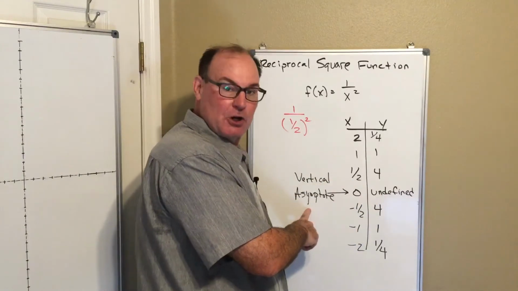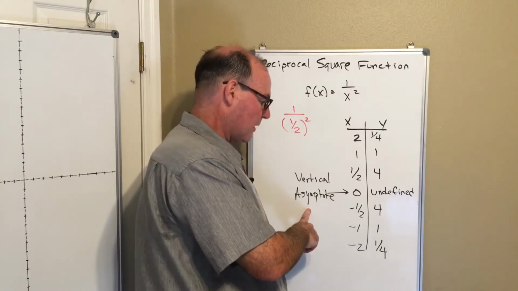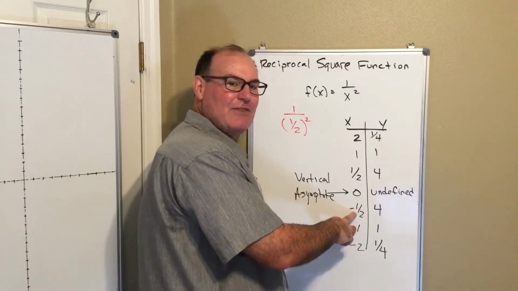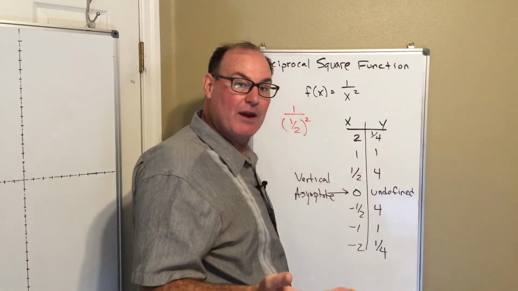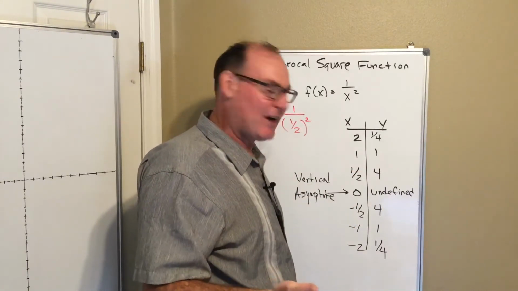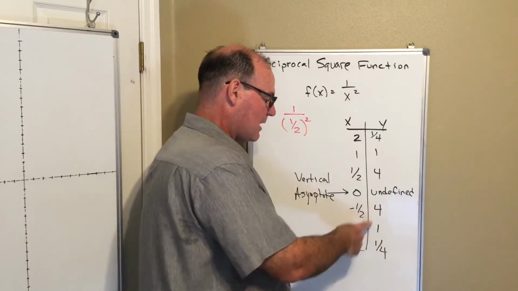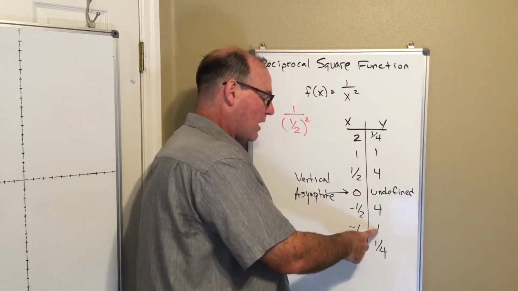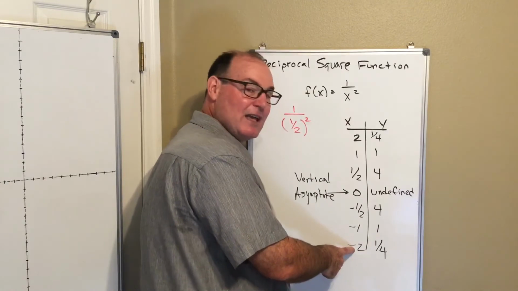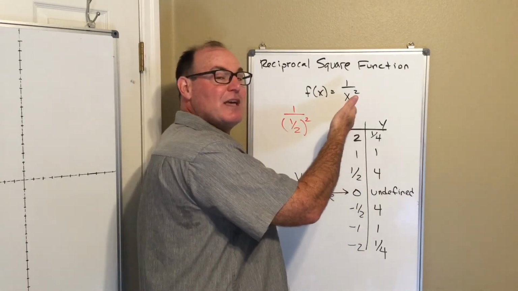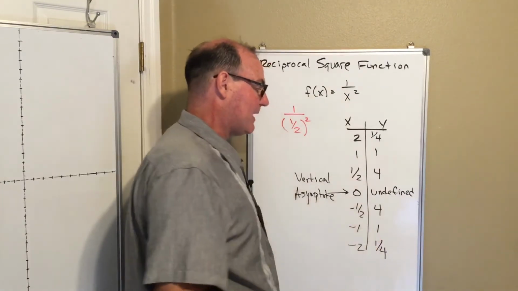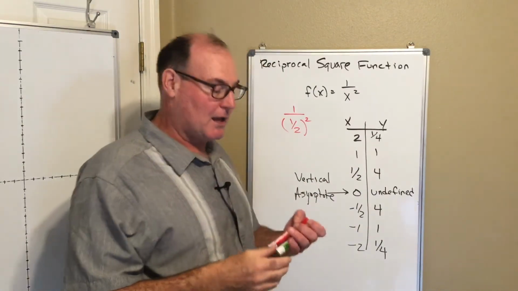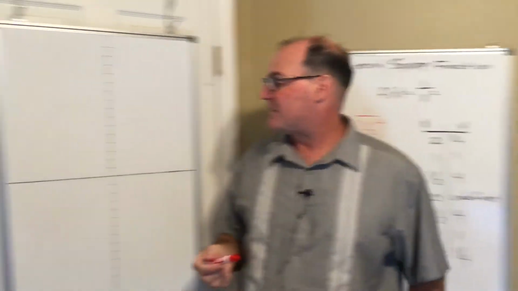Again, we are going to have a vertical asymptote at the x value 0. When I put negative a half in, now we're squaring. So negative a half times negative a half becomes positive 4. Negative 1 squared is 1. And when I put negative 2 squared in, negative 2 times negative 2 is 4, and it's in the denominator. So now we're going to come over to my graphing board, and we are going to graph these values.